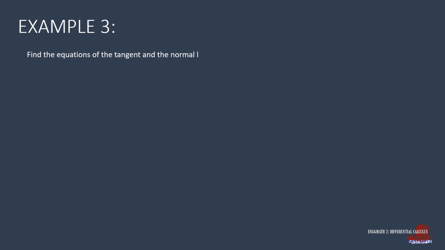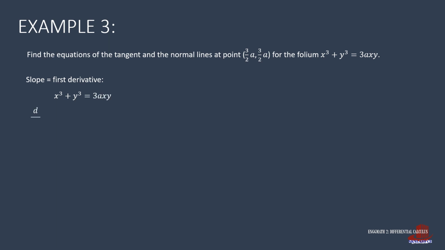How about the folium with the equation x cubed minus y cubed is equal to 3axy? Using the point of coordinates 3/2 a for both x and y. Find the slope by inserting d all over dx to each term. Take note again that although a is a constant, xy would require product rule.